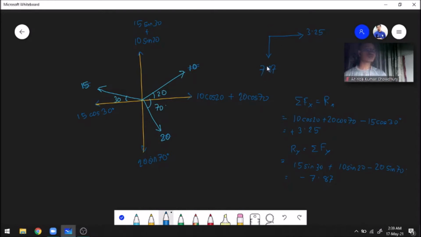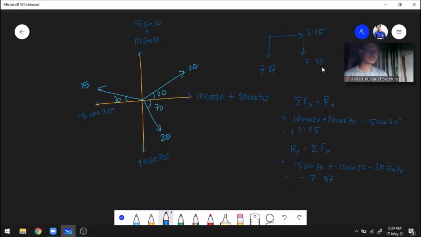Right. So these are the components of the resultant force in the x and the y directions. From there, what you do is you create a triangle. So this 7.87 that you have here, you have to draw this force head to tail like this.